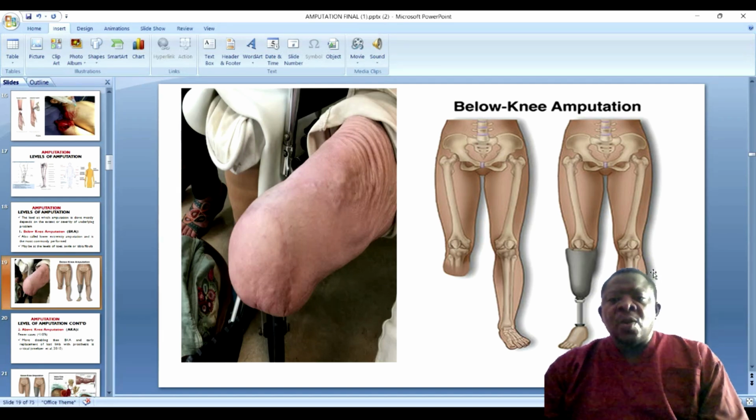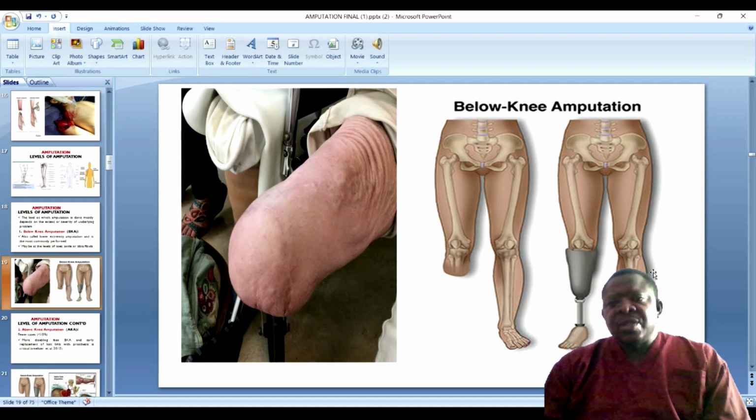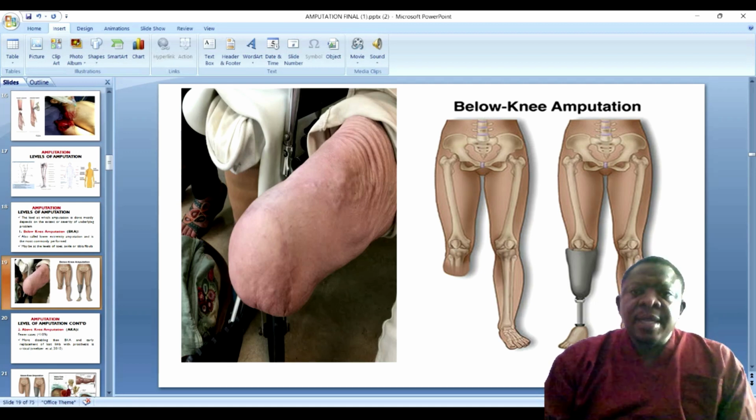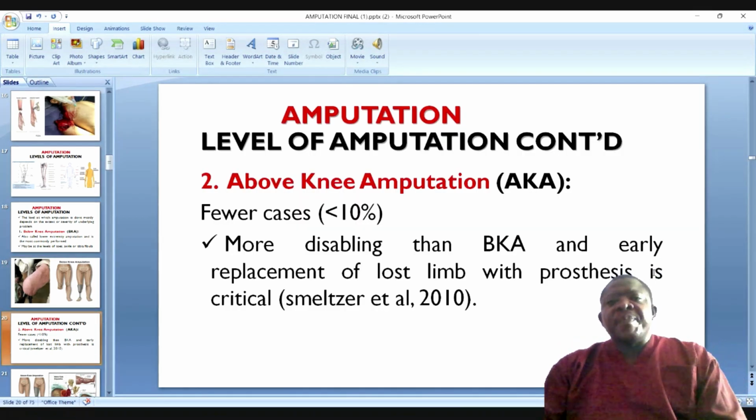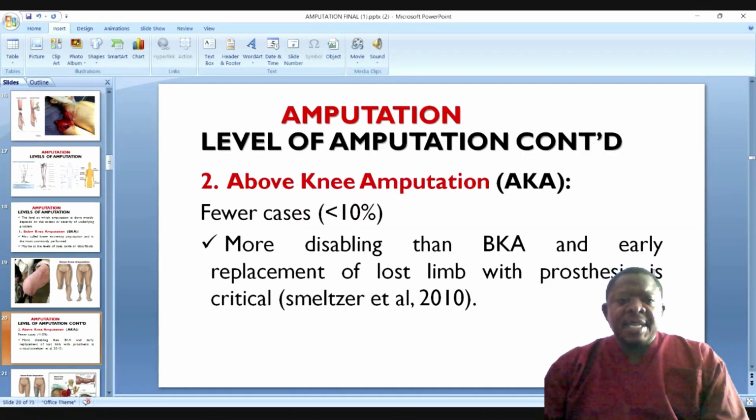So all you need is to make a prosthesis for the feet. Okay, and then the knee joint movements is retained. So that is the amputation type. Okay, then we have above knee amputation.